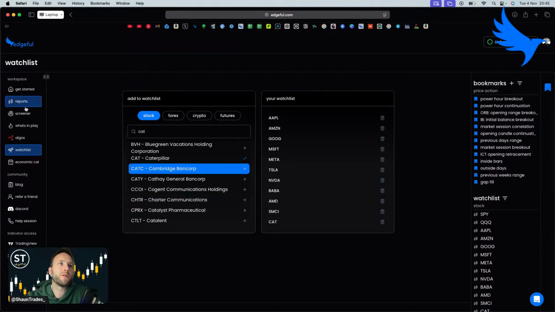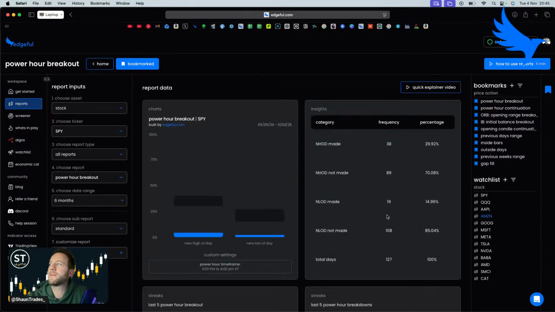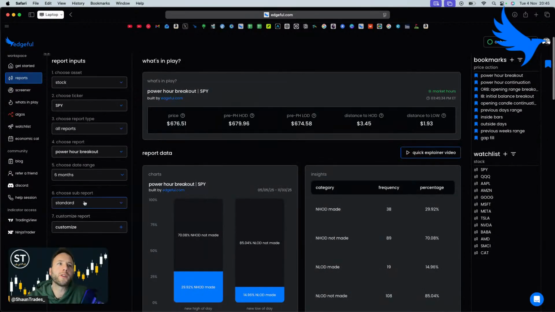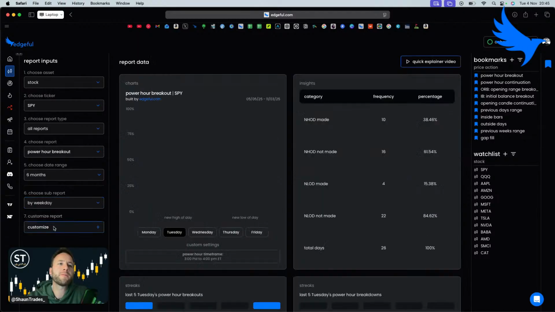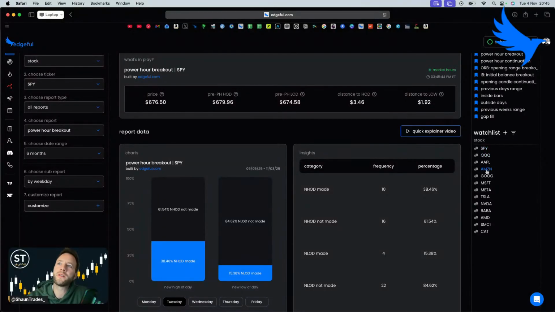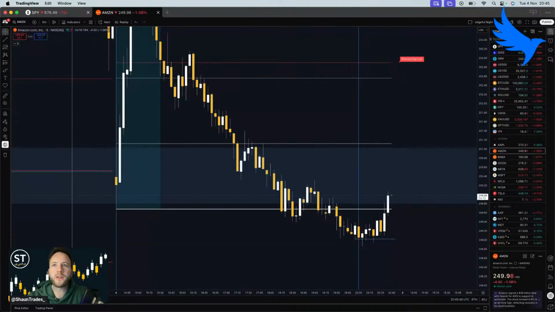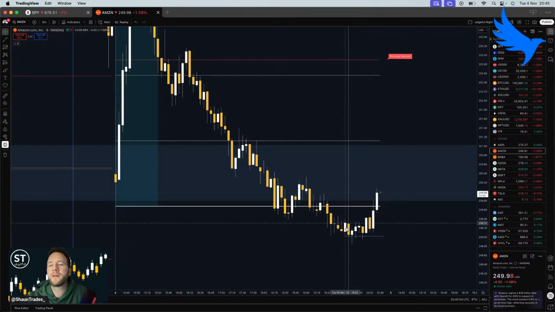So when you cycle through the stocks, if you go to reports, it goes back to the default. So you can just go power hour, SPY. You want to change your sub report again to weekday, as we mentioned earlier. And then it's just a case of me going through each and every single one while going through the charts as well. What you're looking for essentially is price action towards the lower end of the day. I like the lows of the day, should I say?